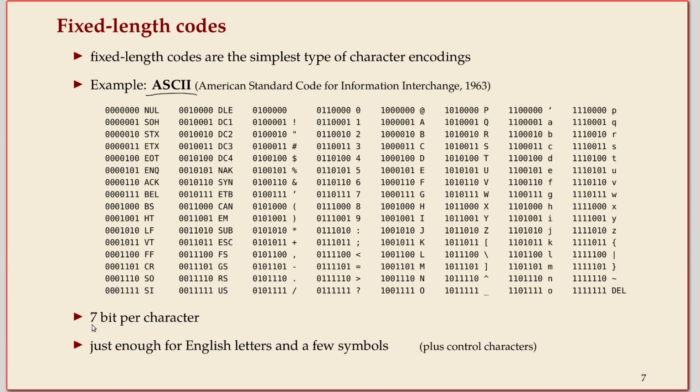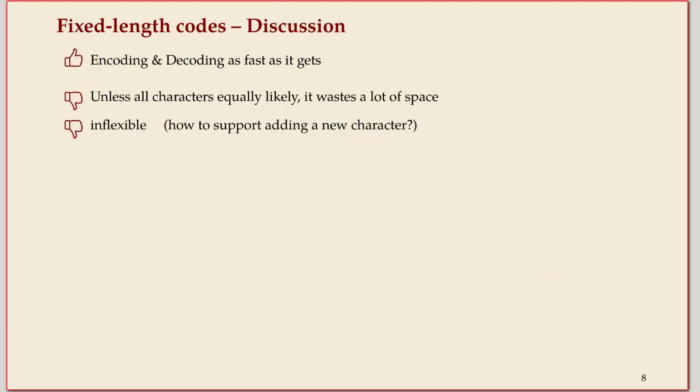So it uses 7 bits for a single character. It has 128 different characters that it can encode. And not all of them are actually characters in the classical sense that you can write them down. The benefit of a fixed length code, as I said before, is the encoding and decoding is as fast as it gets. You simply have to jump to the right position in your bit string to start decoding, or encoding is just as easy.